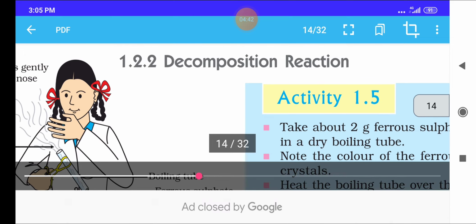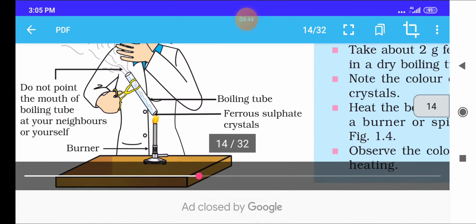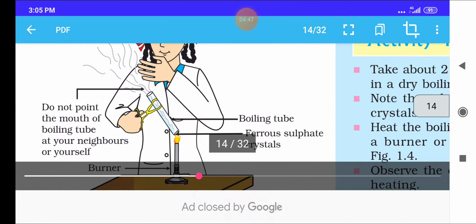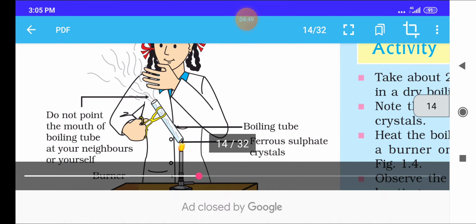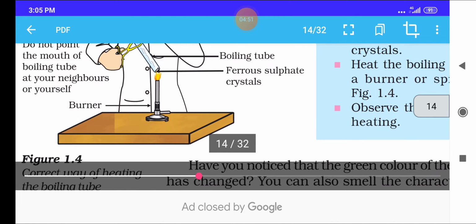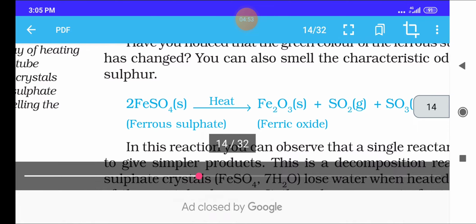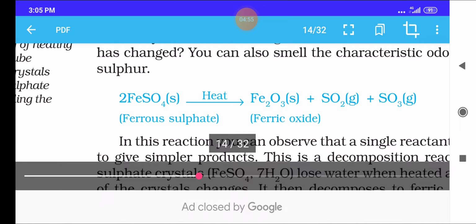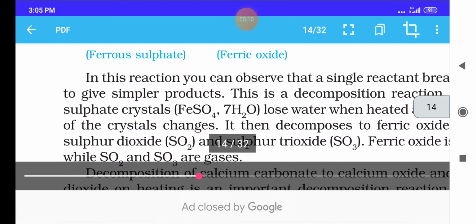Then the decomposition reaction. What is decomposition? Means breaking down. We have taken in a test tube, in a dry test tube, iron sulfate, and iron sulfate is green in color. When we heat it, the iron oxide will form and sulfur dioxide. You can see whatever we present in salt, same that gas will be eliminated. If here is sulfate group, then the sulfur dioxide will be eliminated and the salt is converted into its oxide.